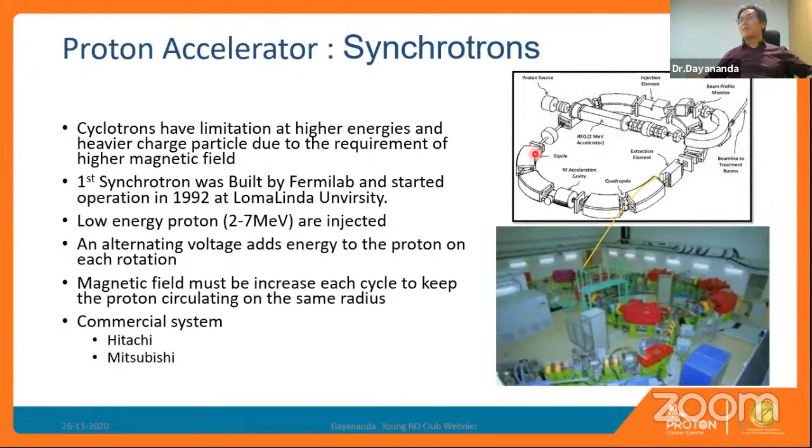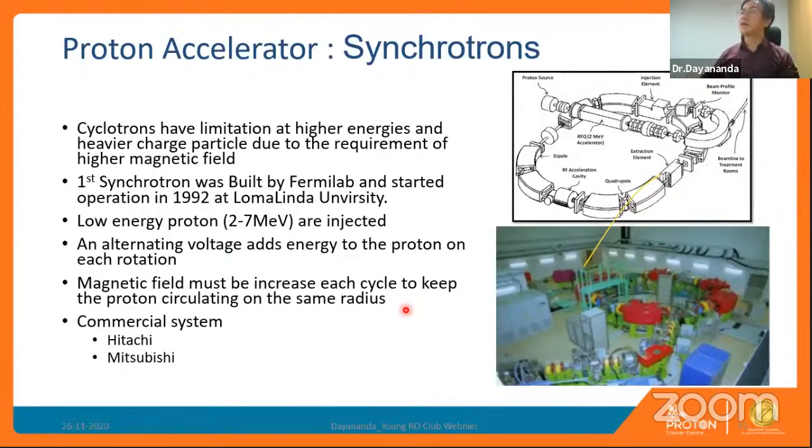The two commercial systems which are based on synchrotrons are from Hitachi and Mitsubishi. And of course, you can see over here, the size of a synchrotron is much bigger than the size of the cyclotron. Because first of all, you require an accelerator, and after that, you have to distribute this magnet in a big diameter ring.